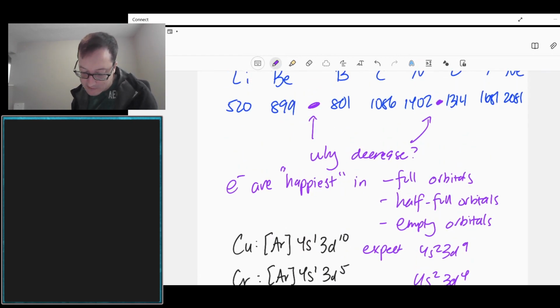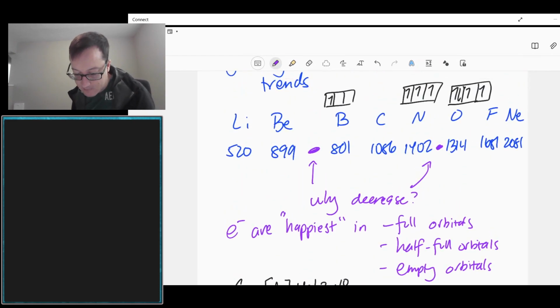So that's why we see a little bit of blips there, is because we're going from oxygen, which has 4 electrons in 3 different p orbitals, to effectively nitrogen's electron configuration, which has a nice half-filled orbital. And so we see some nice little dips in those. All right, so that's why.